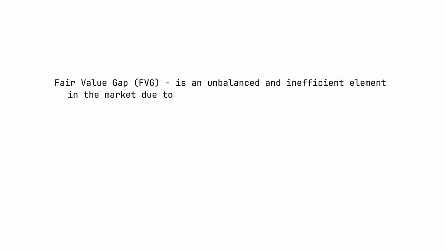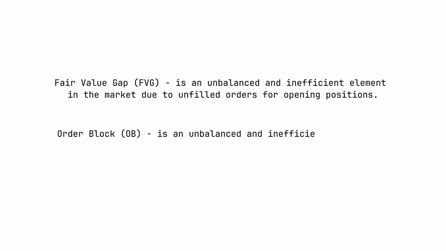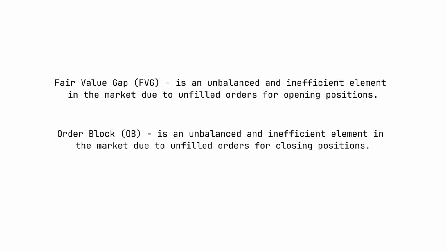In the end, we have the fair value gap is an unbalanced and inefficient element in the market due to unfilled orders for opening positions. Similarly, the order block is an unbalanced and inefficient element in the market due to unfilled orders for closing positions. It's important here to conduct your own analysis to understand this. You may not necessarily agree with my opinion in order to be a profitable trader.